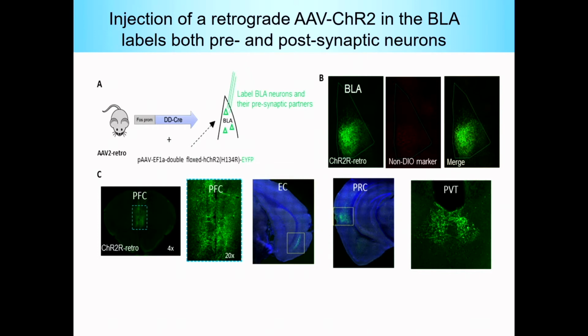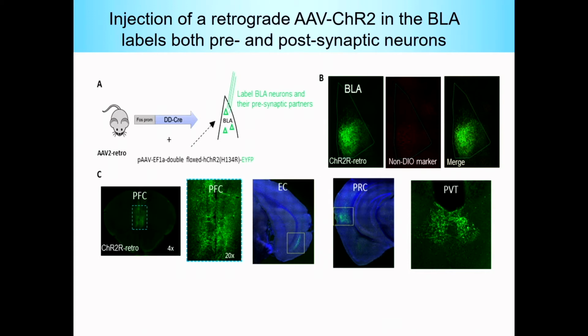Well, it turns out that there's a form of AAV virus that is retrogradely transported, okay? So now we inject an AAV that will be retrogradely transported to the upstream areas that input onto the amygdala. And so you can see here the labeling, and this is entorhinal cortex, perirhinal cortex, PFC. So some of the known areas of input to the BLA.